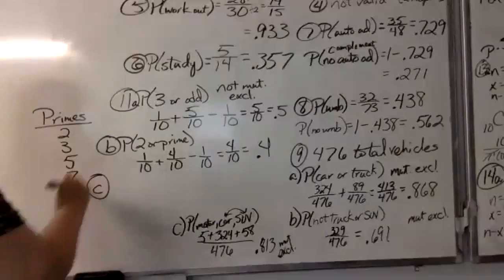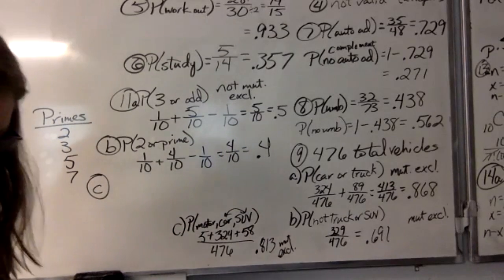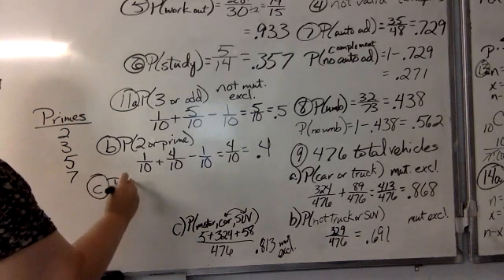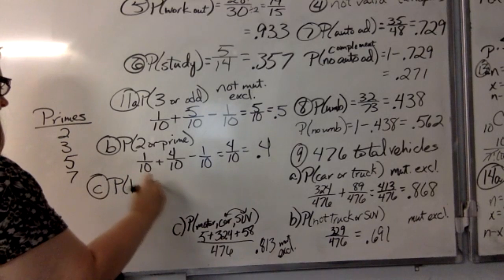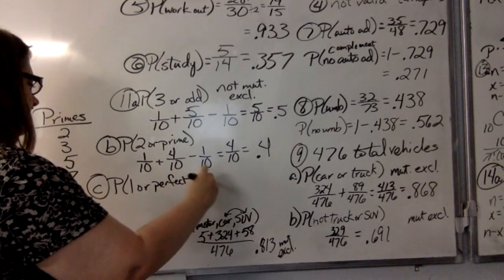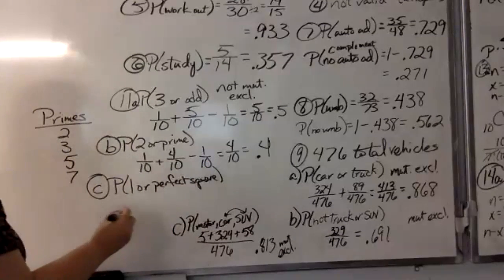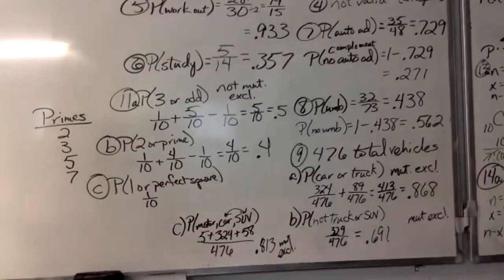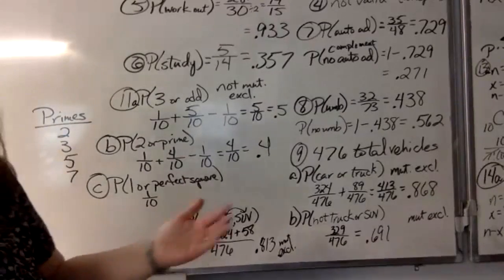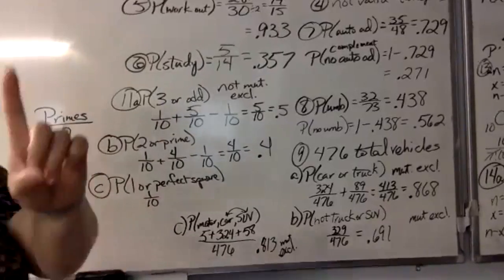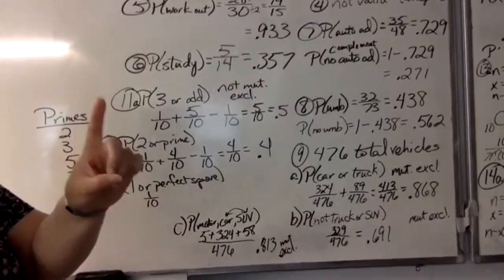And then part C says a 1 or a perfect square. Okay. So my chances of a 1 are 1 out of 10. Perfect square. Perfect squares means you took something times itself to get that number. So our perfect squares between 1 and 10 are 1, because 1 times 1 is 1.